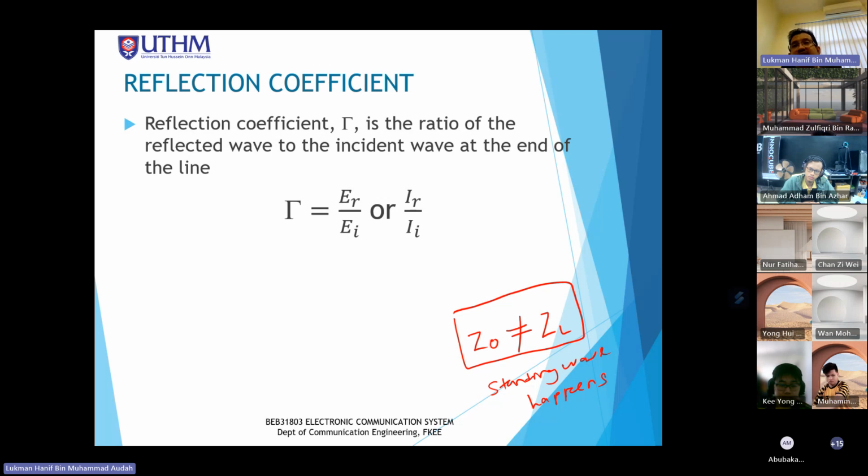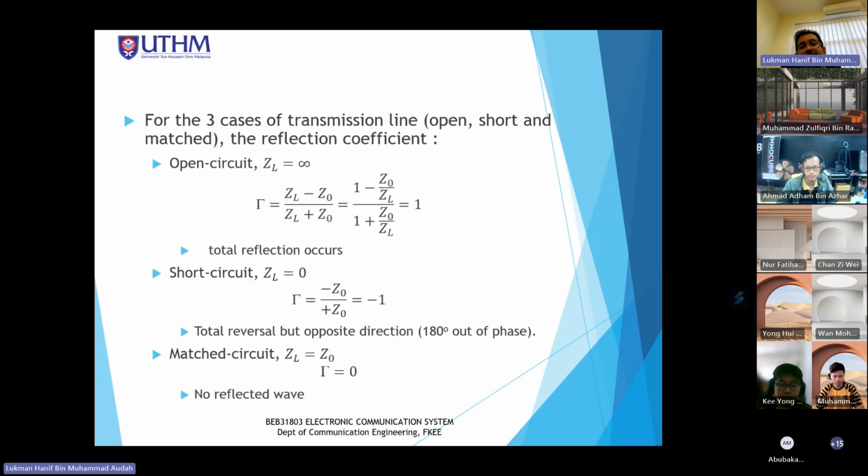Remember, when standing wave happens, that means there's going to be reflection because the load impedance is not equal to the characteristic impedance. So if reflection occurs, there's going to be a reflection coefficient. The reflection coefficient is the ratio of reflected voltage divided by the incident voltage, or reflected current divided by the incident current. And there's no unit. It's a unitless parameter.